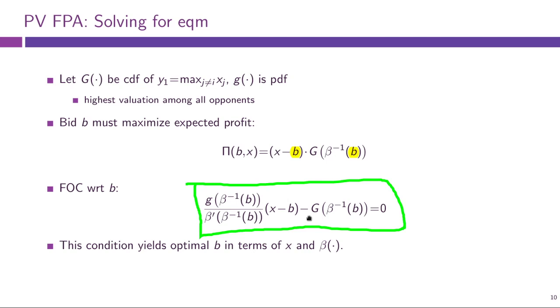So we did this. This is our first order condition, and it gives us the optimal bid in terms of the valuation x and the bidding strategy of everyone else. Now, what we know about equilibrium is that B and beta should be the same, right? That was our equilibrium condition. We want to find a symmetric equilibrium in which everyone bids the same thing. So B of x should be equal to beta of x.